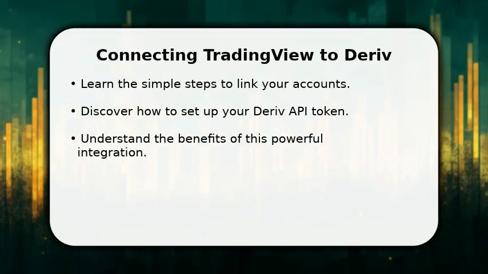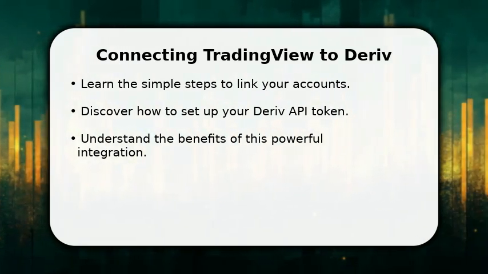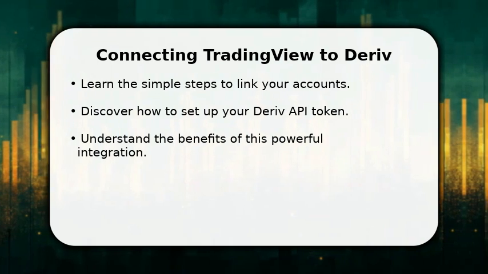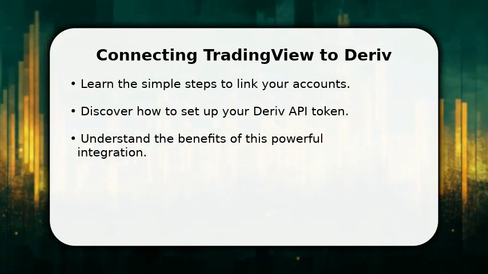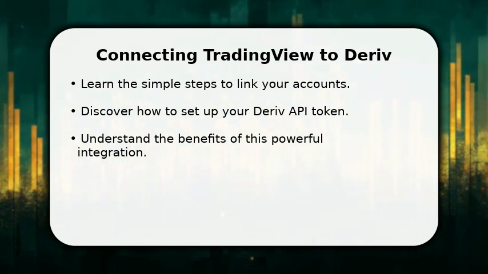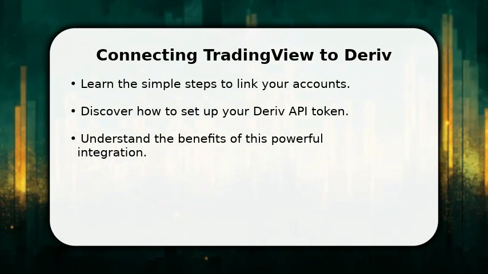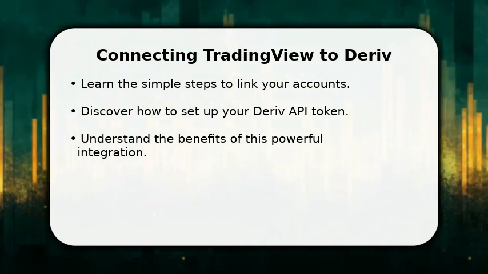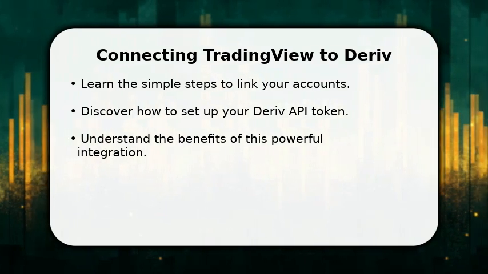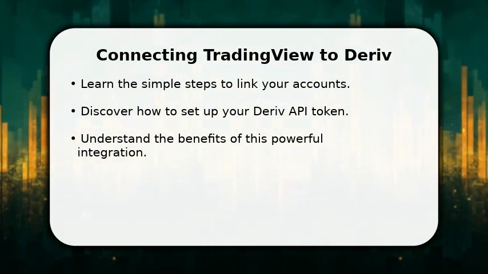In this video, I will explain how to connect TradingView to Deriv. First, ensure you have active accounts on both platforms. We will then generate an API token from your Deriv account, which is crucial for secure access. Next, I will guide you through entering this token into TradingView to establish the connection. This integration allows for seamless trading directly from your charts, enhancing your analytical capabilities and execution speed.